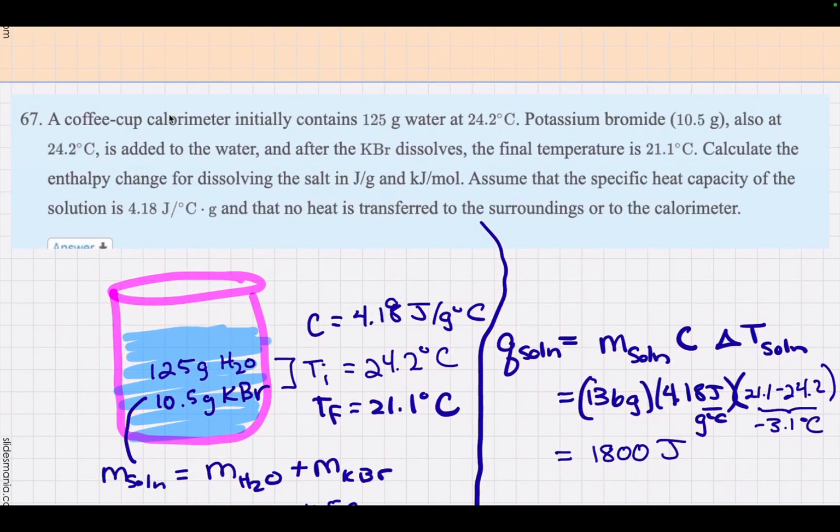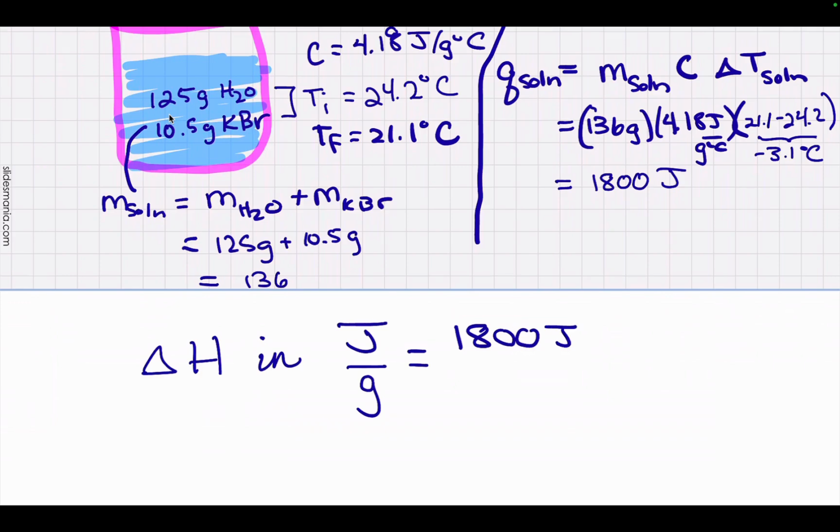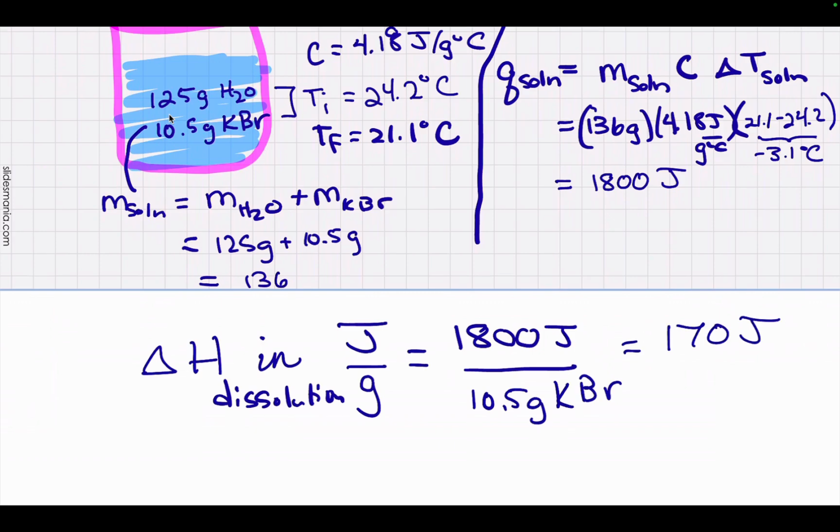In the question, they're asking me for the enthalpy change of dissolving or dissolution. So enthalpy change can be measured in joules. The first one we're going to do is in joules per gram. We're going to assume that no energy is lost to the surroundings or the calorimeter for this problem. I'm going to use the energy that I calculated for the solution divided by the grams of the solute, because this is the delta H of dissolution of that solute. So I would divide by 10.5 grams of potassium bromide. When I do that with 2 sig figs, I get 170 joules of energy per gram. And this is an endothermic process.